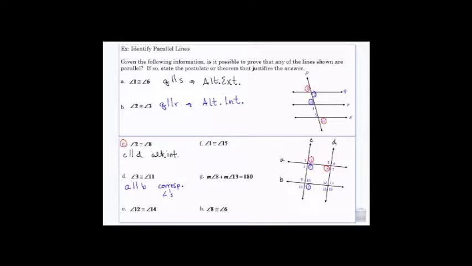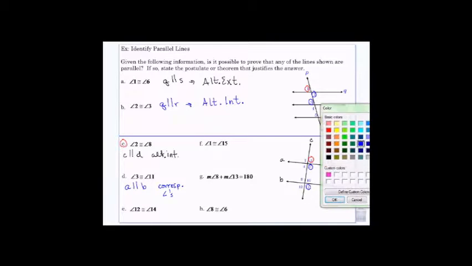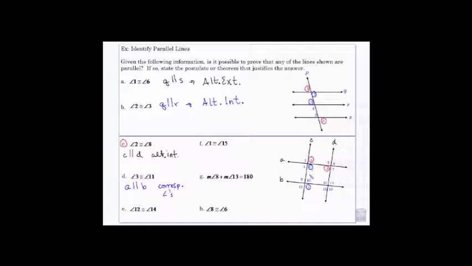Okay, if I come now to, let's do, wait, you say 3 and 11? Hot pink. Yeah, 3 and 11. 3 and 11 here. It's right there. It's corresponding angles, yeah.